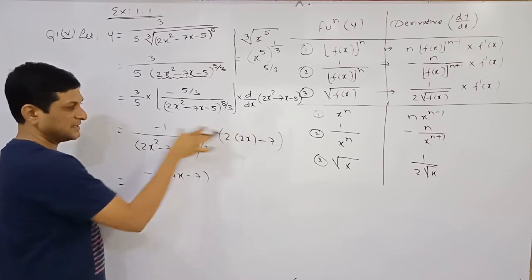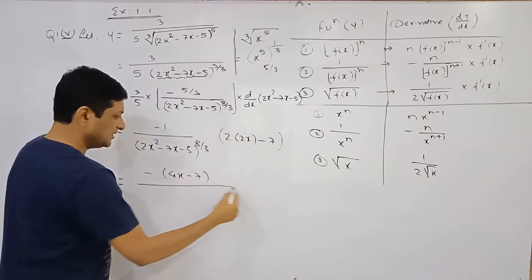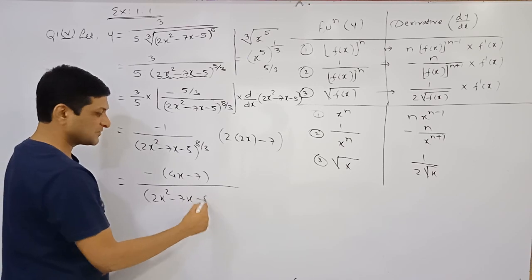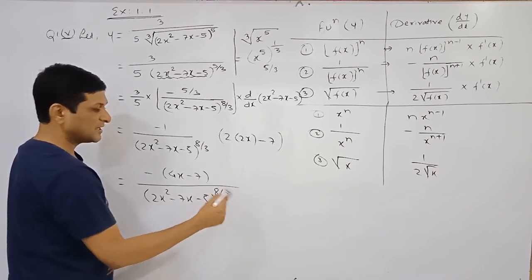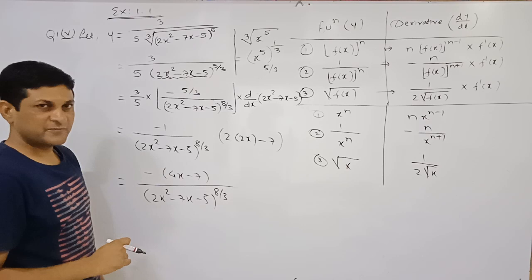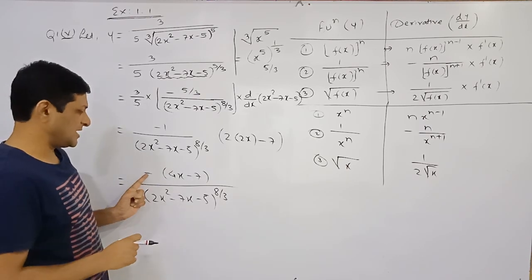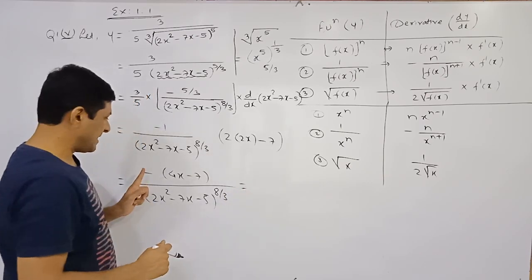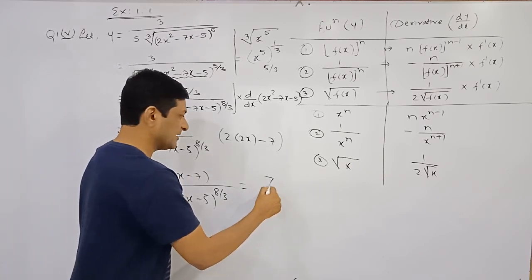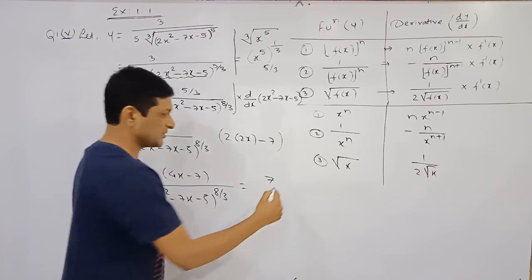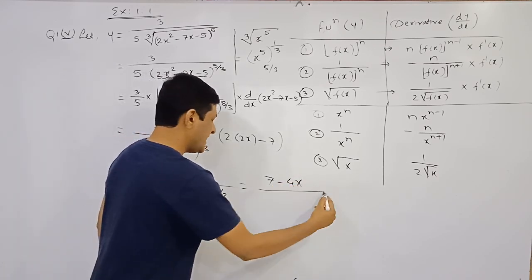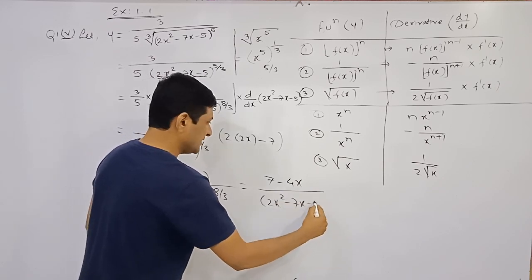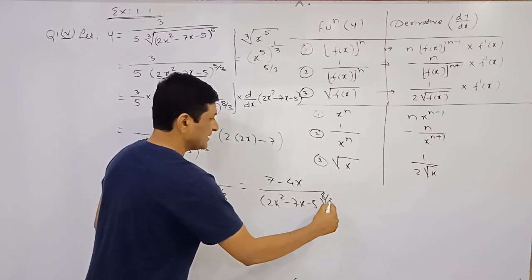Just we are taking multiplication of these two terms. In the denominator, keep this term 2x square minus 7x minus 5 raised to power 8 by 3 as it is. So this will be your required differentiation, but if you want to simplify, we are able to multiply by minus to both the terms in this bracket. So if we are multiplying by minus, minus into minus 7 will become plus 7, and minus into 4x will become minus 4x divided by 2x square minus 7x minus 5 raised to power 8 by 3. Keep it as it is.